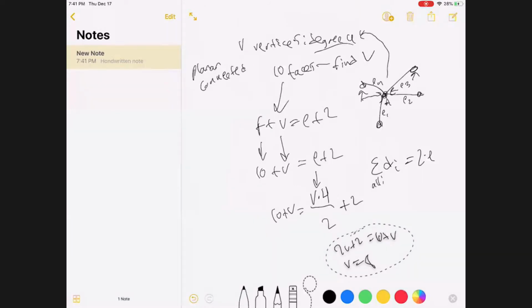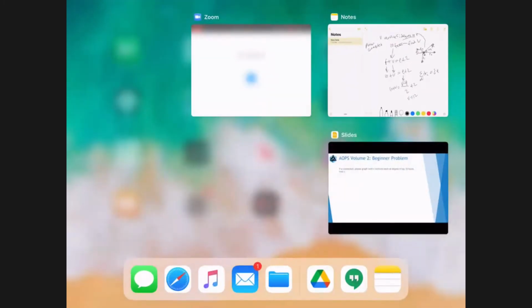But the idea is not in the algebra. The idea is that you just apply Euler's formula and you'll arrive at the intended solution.